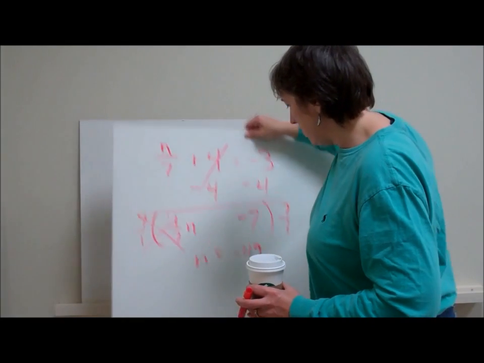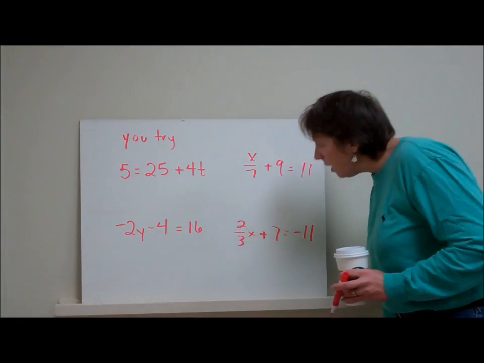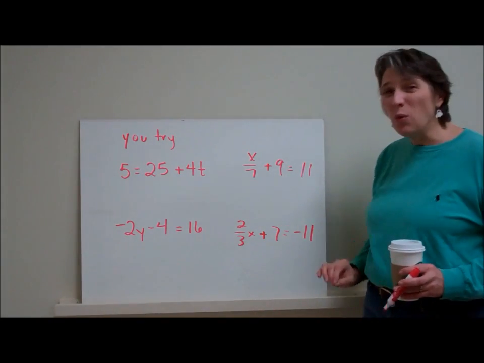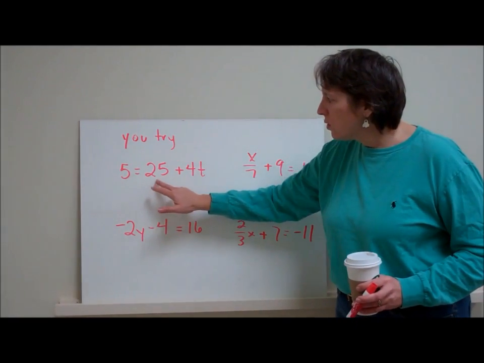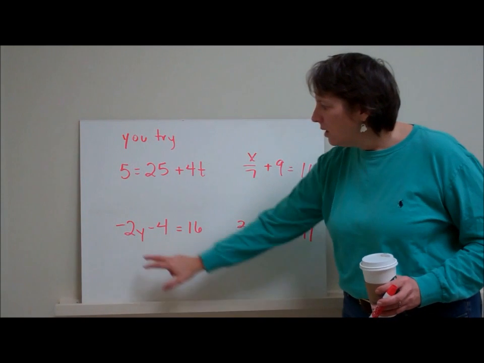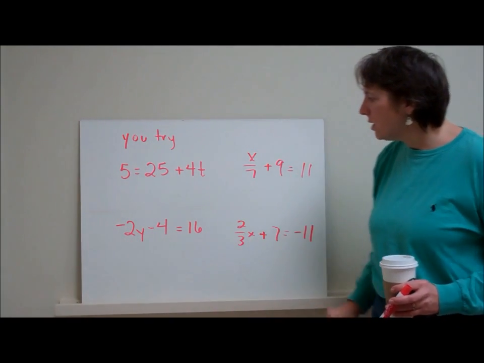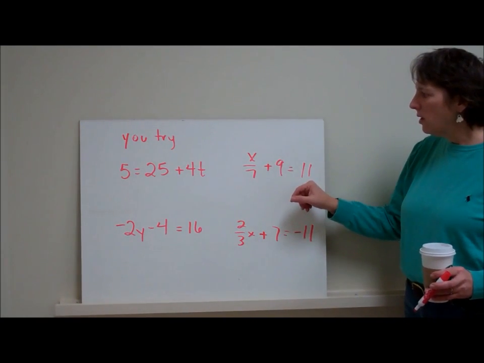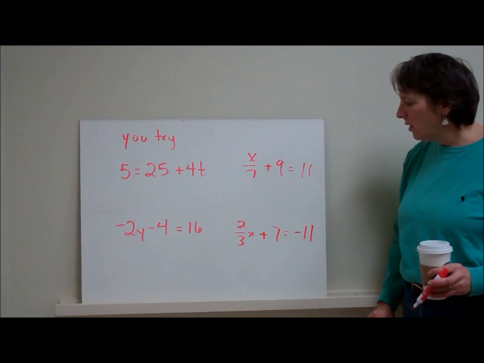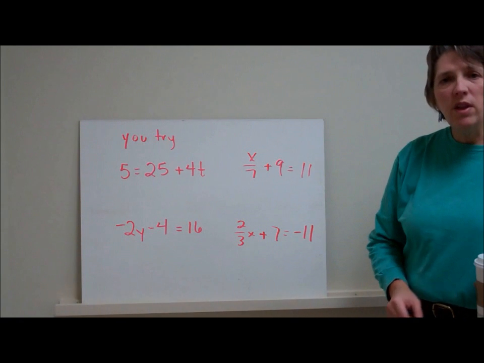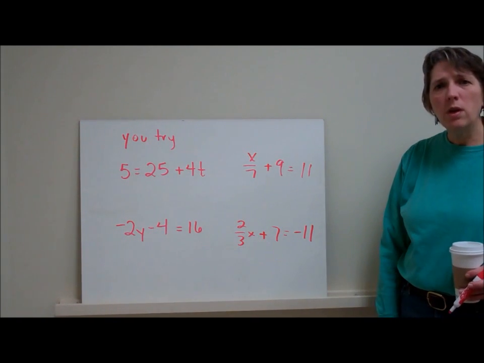Now I want you to try these. Okay, so I want you to stop the video and I want you to try these. I'm going to read them for you because my writing, that's a T. 5 equals 25 plus 4t. -2y minus 4 equals 16. x over 7, or x sevenths plus 9 equals 11. And 2/3 x plus 7 equals -11. Stop the video, do the problems, come back when you're ready.